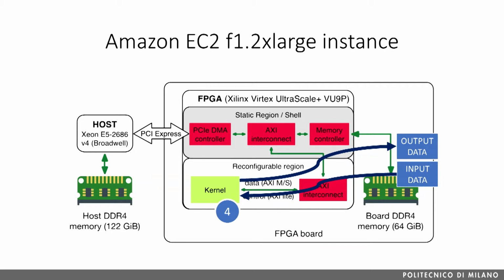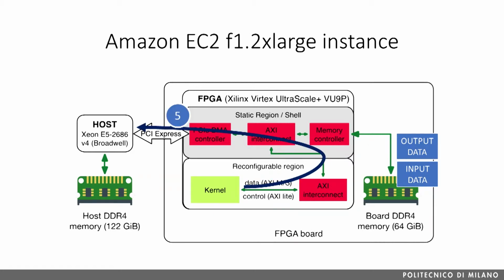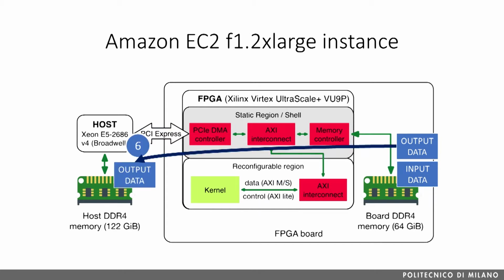Fourth, the kernel starts the computation. It reads and writes data to the board DDR memory via the AXI master-slave interfaces that are connected to the memory controller. Notice that the kernel is free to use the onboard memory as needed and can read and write multiple times during execution. Fifth, the kernel completes the execution and notifies the host. Sixth, the host copies back the output data generated by the kernel from the onboard DDR memory to the host DDR memory and continues processing as needed.